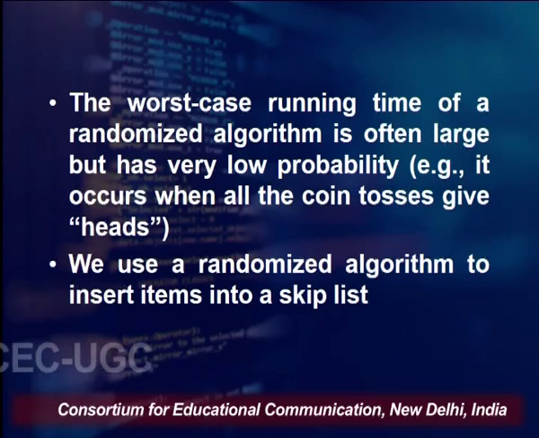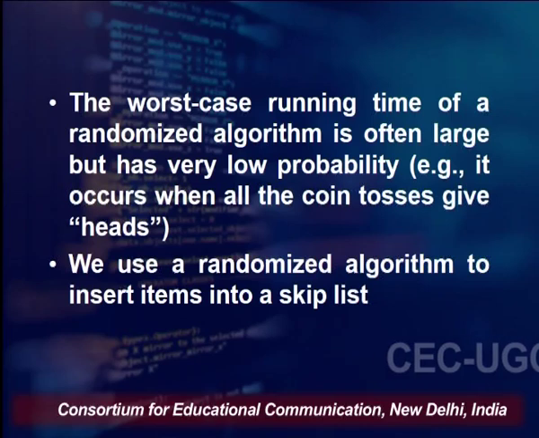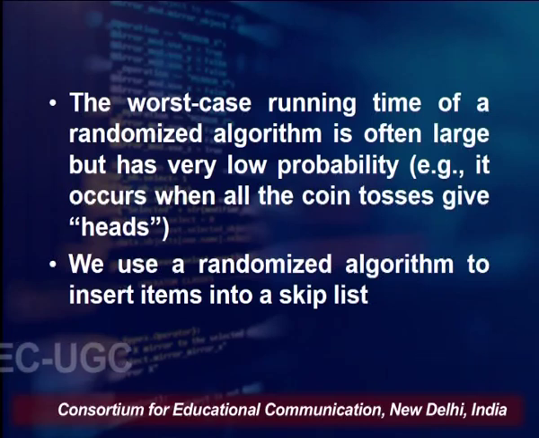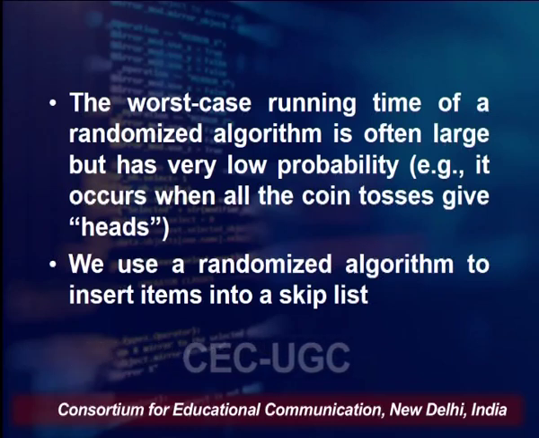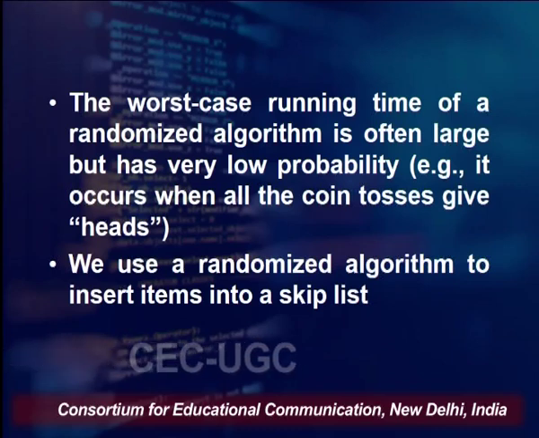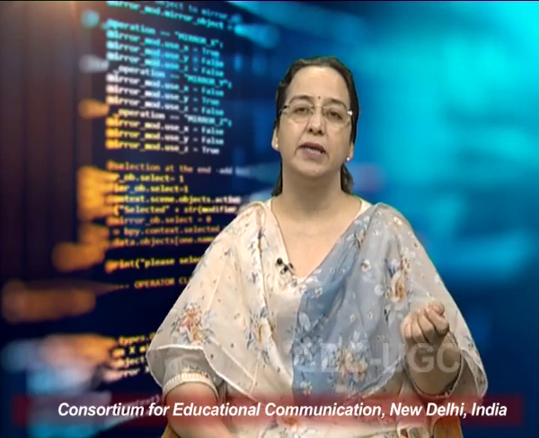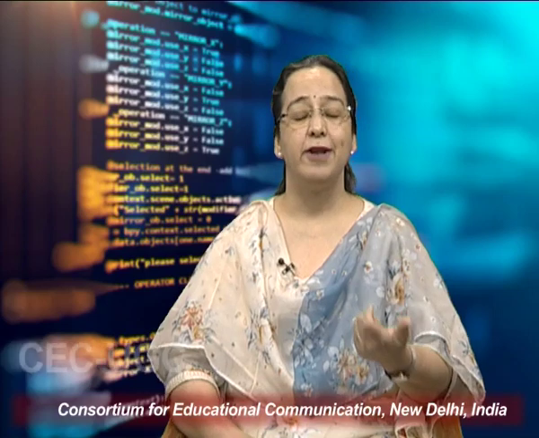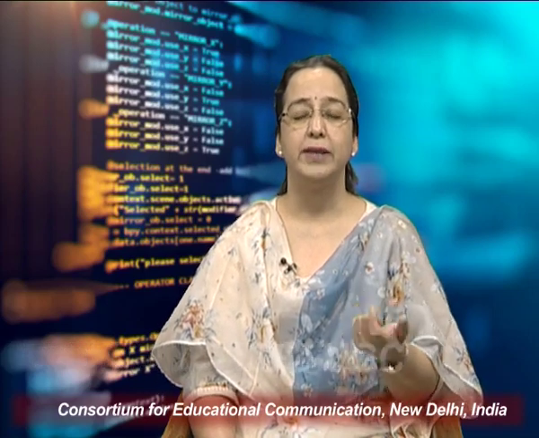The worst case running time of a randomized algorithm is often large but has a very low probability. For example, it occurs when all the coin tosses give heads, or when all the coin tosses give tails, which means you are not going to replicate your elements at all. This situation has a very low probability. The worst case running time could be potentially very bad, but it will occur with a very low probability, and this is a characteristic of the randomized algorithm.